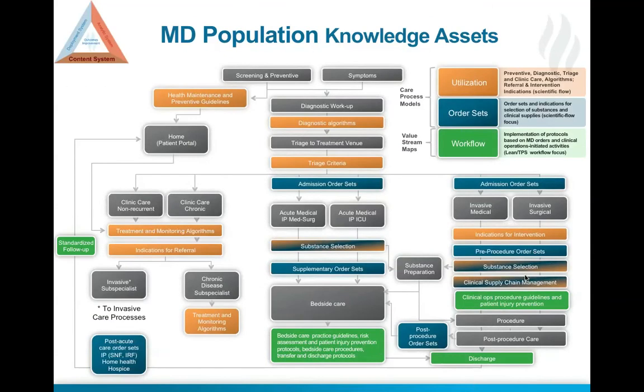This is a map showing where each of those knowledge assets ends up across the continuum of care. And you can see that different knowledge assets are used in the clinic or ambulatory setting, in the acute medical or the invasive setting. And you can see how these assets get used kind of across the whole care delivery process.